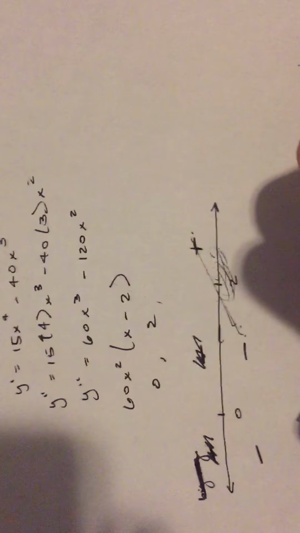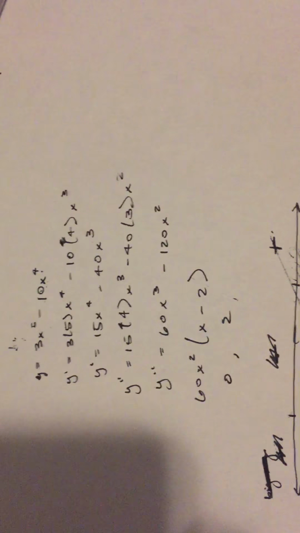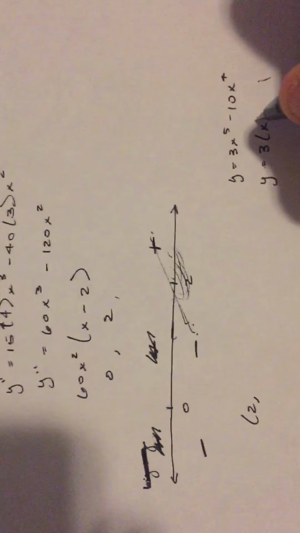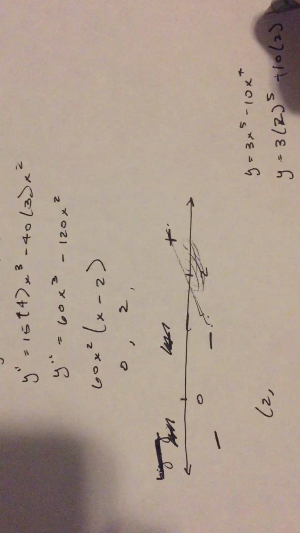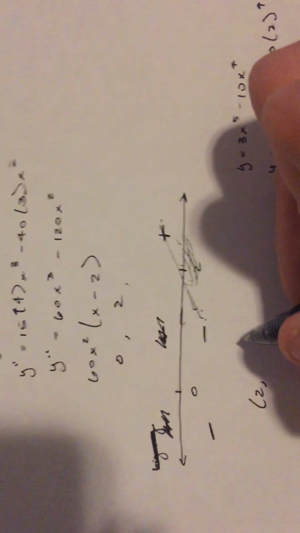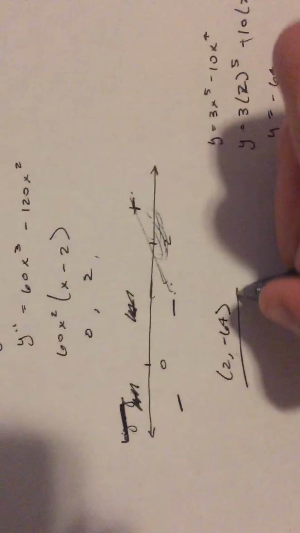that the inflection point x value will be 2, and plugging it into the original equation, y equals 3x to the fifth minus 10x to the fourth, y equals 3 times 2 to the fifth minus 10 times 2 to the fourth. That comes out to be negative 64. So your inflection point will occur at (2, negative 64).